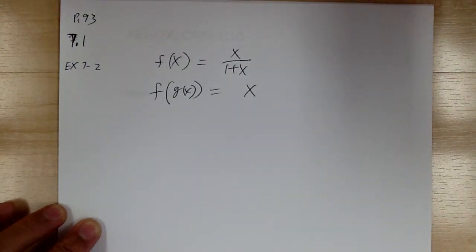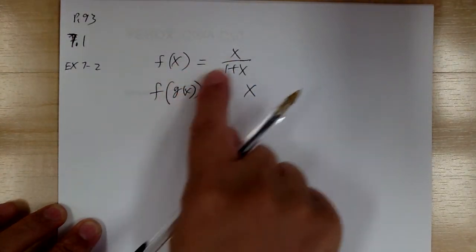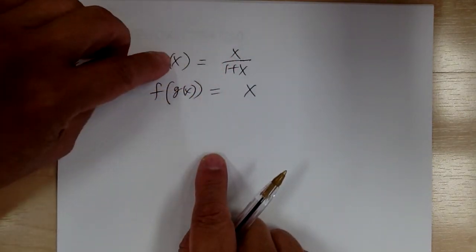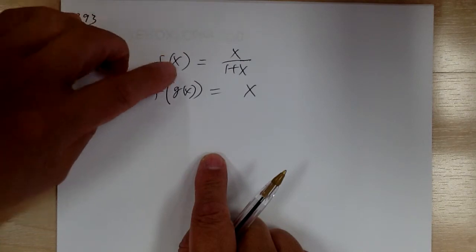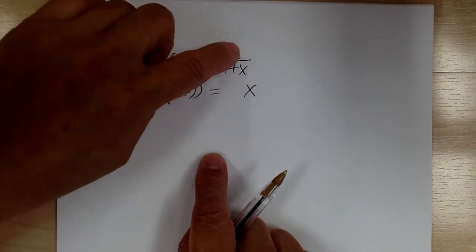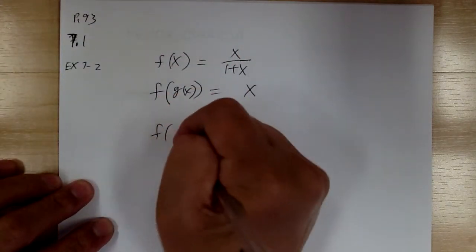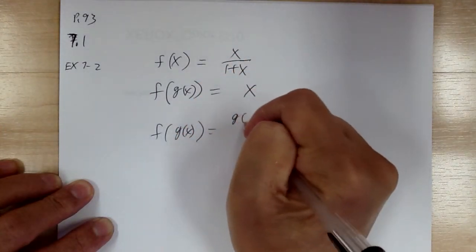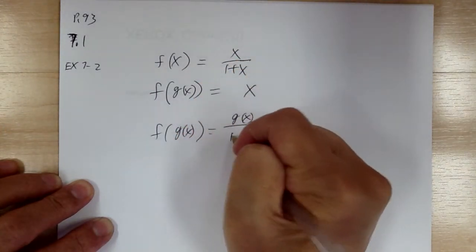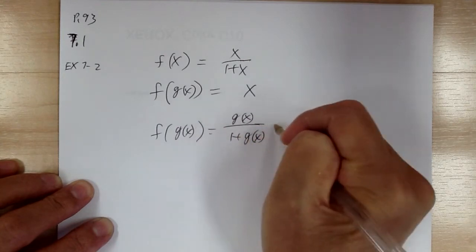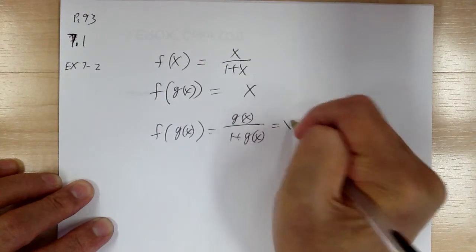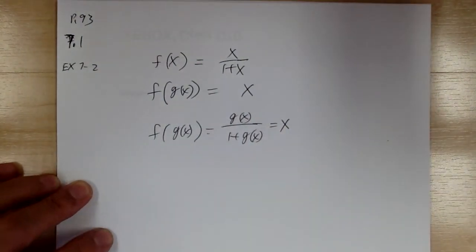Okay? Then all you have to do is substitute this in here. Whenever you see x, you change it into g of x. So f of g of x would be g of x over 1 plus g of x. Again, when you have a function of an inverse function, this will always equal x. Okay, get back to your original.